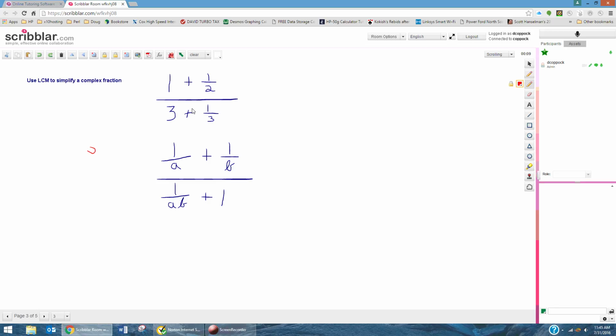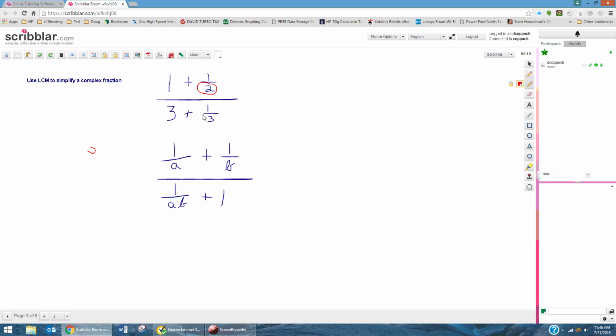Now some textbooks and teachers teach the method of combining the fractions in the numerator, combining the fractions in the denominator to get one fraction, and then multiply the numerator by the reciprocal of the denominator. And that works, but it's not the easiest method. The easiest method is to get the LCD of all the little denominators.